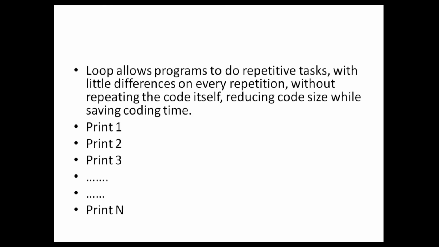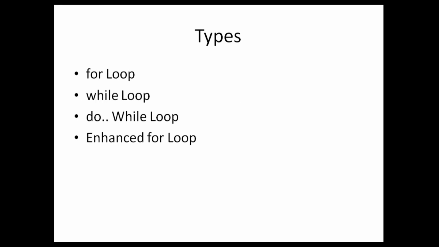So basically we have three loops in our programming language: for, while and do while. And the fourth one is the enhanced for loop, which is an enhanced version of our for loop.